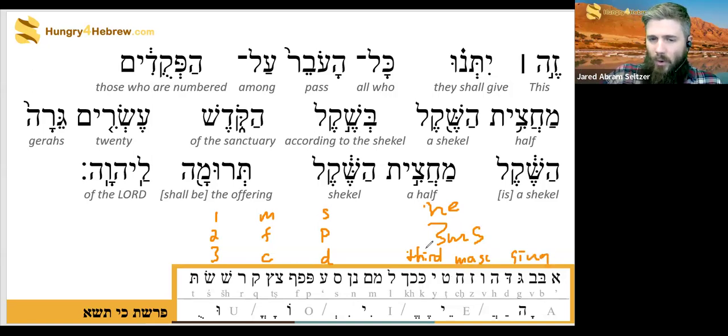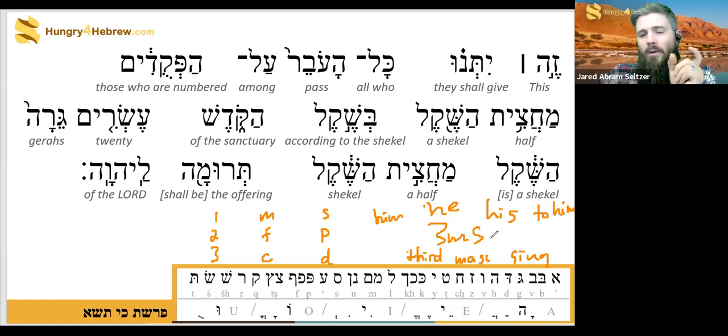So why do we go through all the busyness of saying 3ms when we could just say he? Well, there's actually a really good answer. He is not the only 3ms. Him, his, those are also 3ms. To him. So rather than jumping between all the various 3ms forms, we have one label that's given to anything pertaining to him. I, the speaker, would be first person. I'm a man, so it's masculine, and there's one of me, so it's singular.